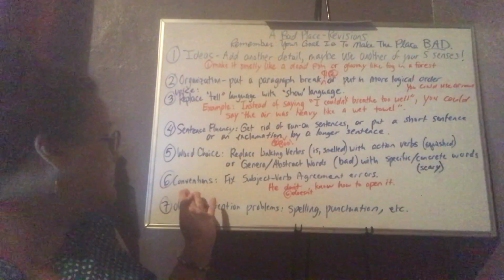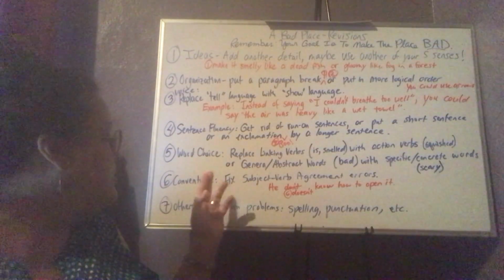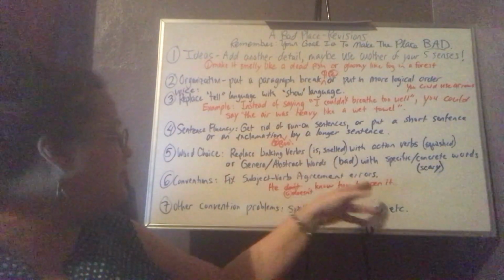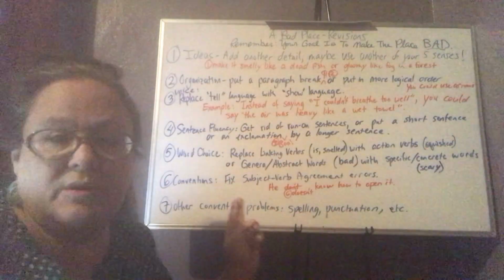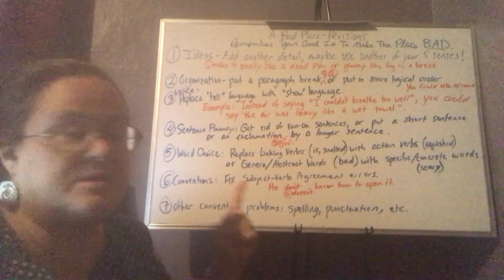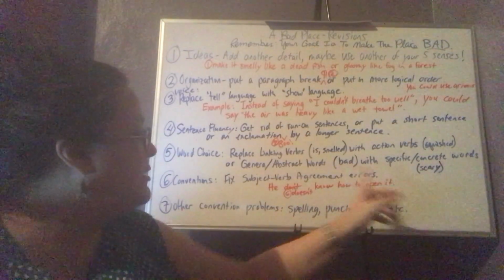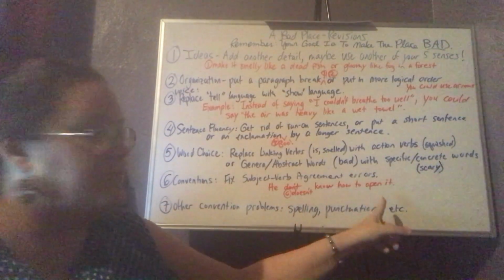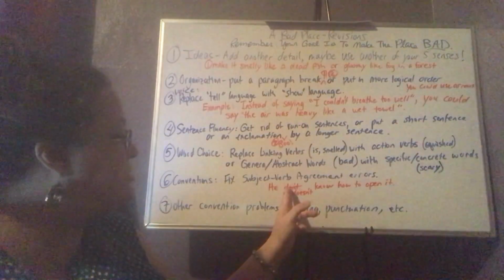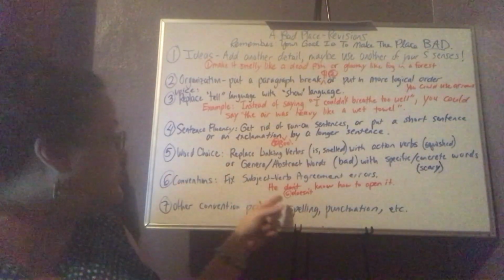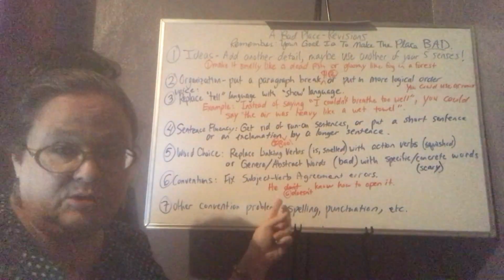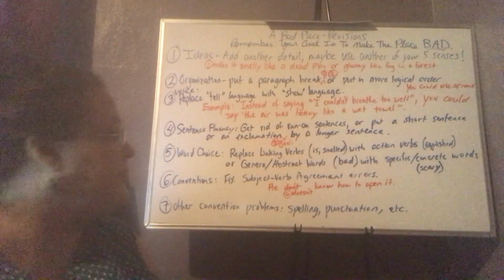Okay, so number 6, conventions. Fix subject-verb agreement errors. If you fix subject-verb agreement errors, that's a number 6 change. Like here I gave you an example. He don't know how to open it, and it should be he doesn't know how to open it. So I switched that word, and that's a number 6 correction. So I put a little number 6 next to it.